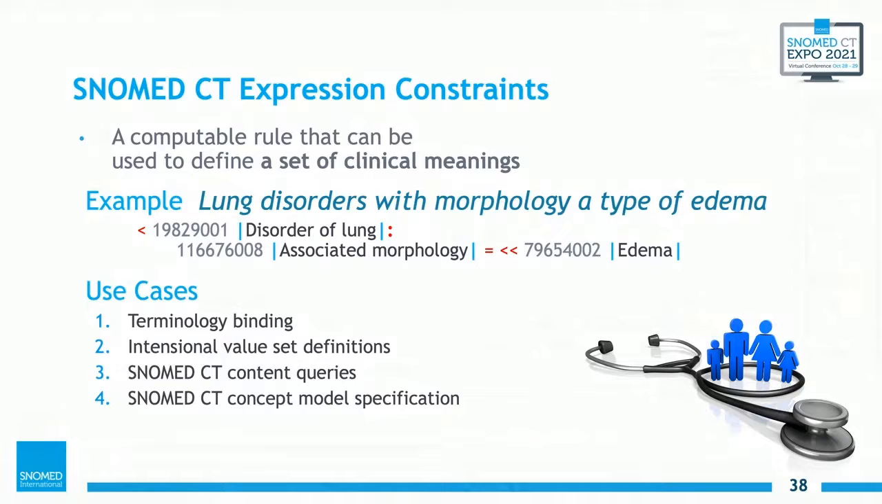As we have already seen in this tutorial, they can be used to query SNOMED CT, and as a result, query health records that were coded with SNOMED CT. And lastly, expression constraints are used to help define the SNOMED CT concept model, more specifically, to define the domains and the ranges.